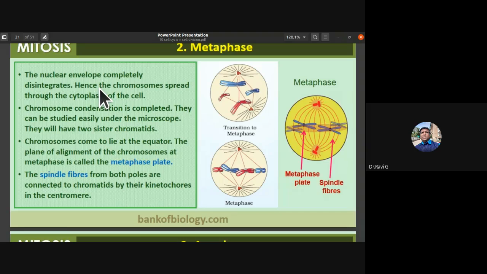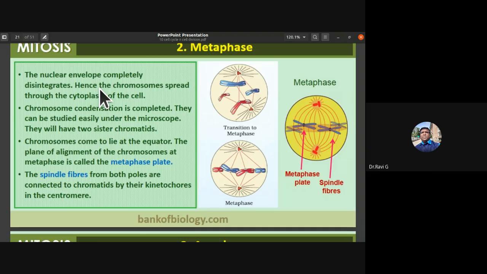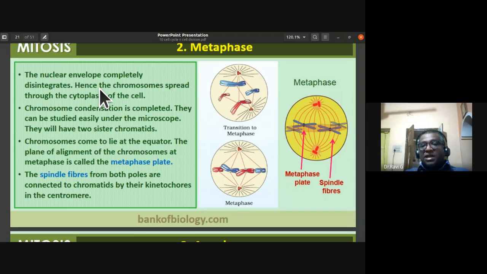You notice that the chromosome will have two sister chromatids attached at the centromere. So that is what you have to remember. And chromosomes in the metaphase stage come to lie at the equator. This plane of arrangement of chromosomes at the metaphase stage is called the metaphase plate.